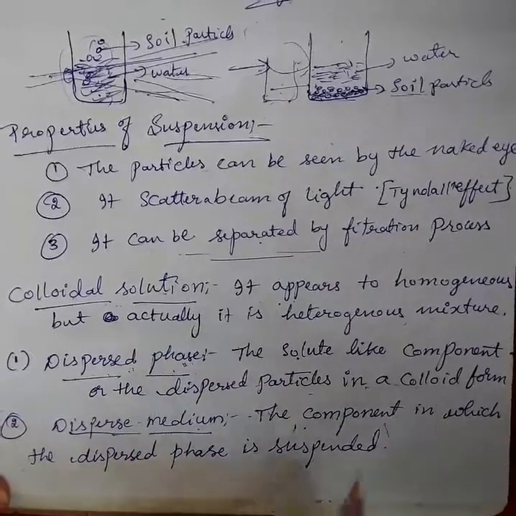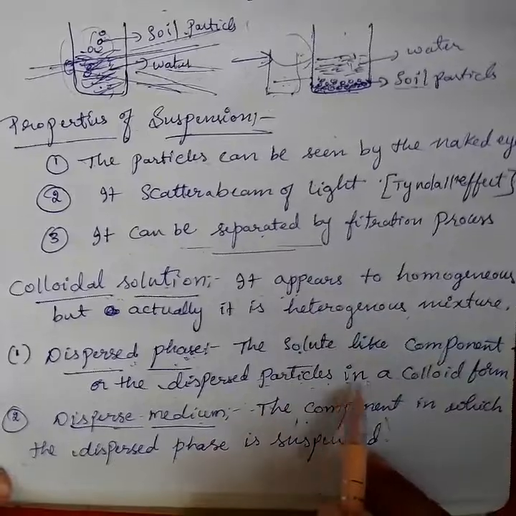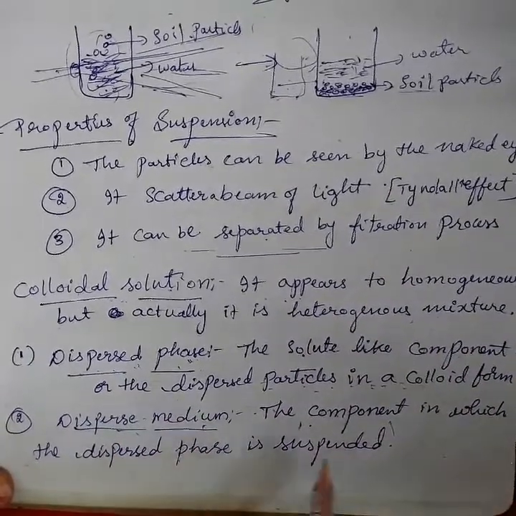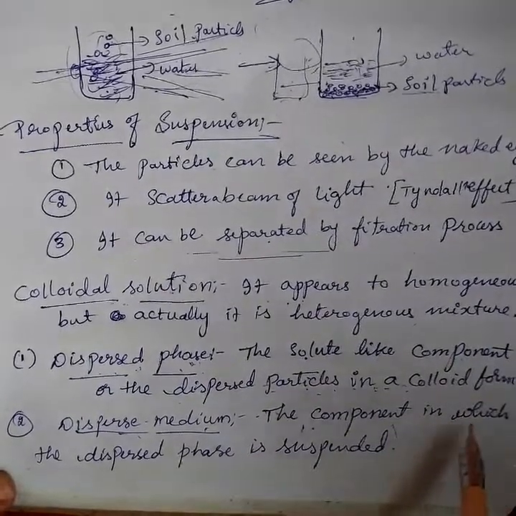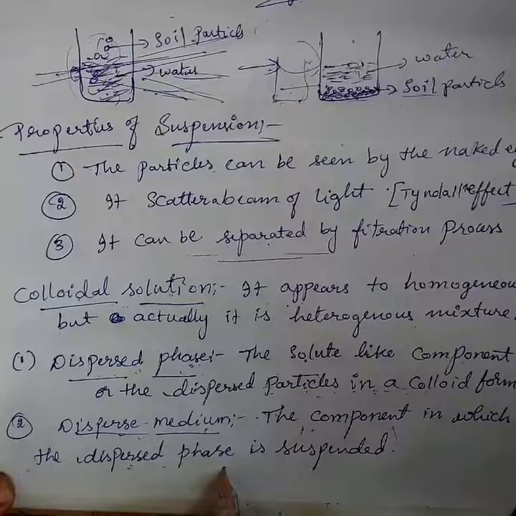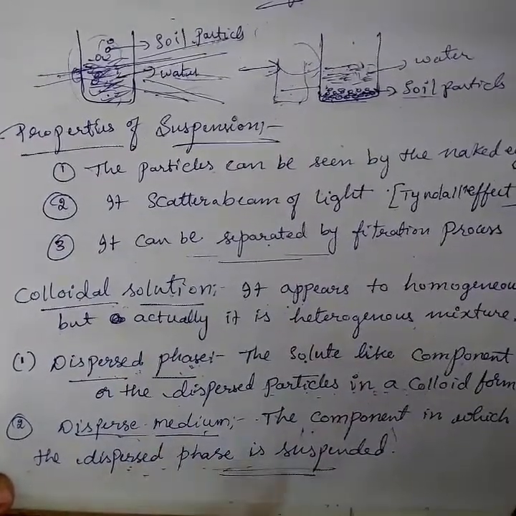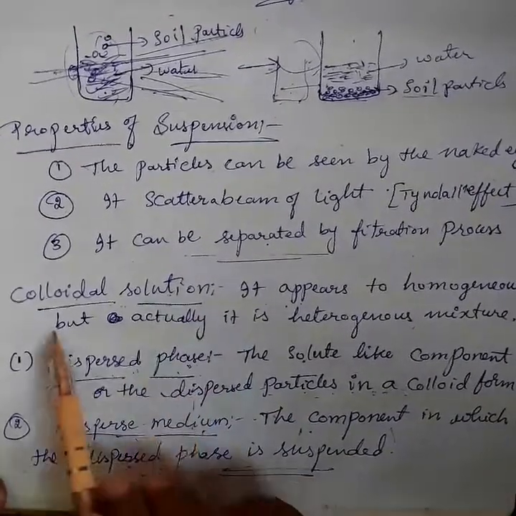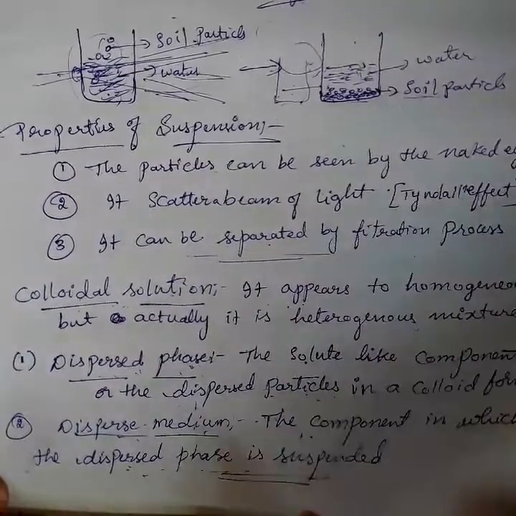For the dispersed phase we take a small amount, that is the dispersed particles in colloidal form, and for the dispersed medium we take a large amount, which dissolves the dispersed phase, or in which the dispersed phase is suspended. Okay, these are the two components of a colloidal solution. Now we go to some examples.